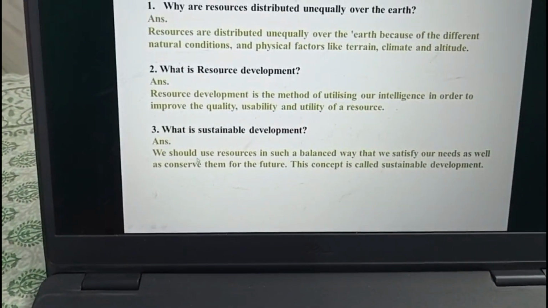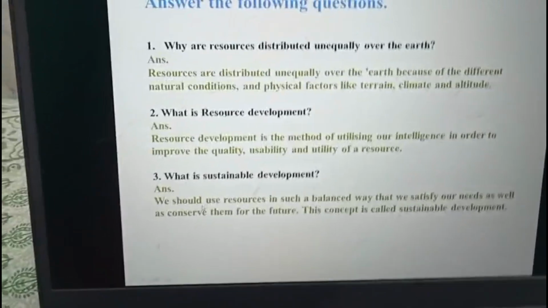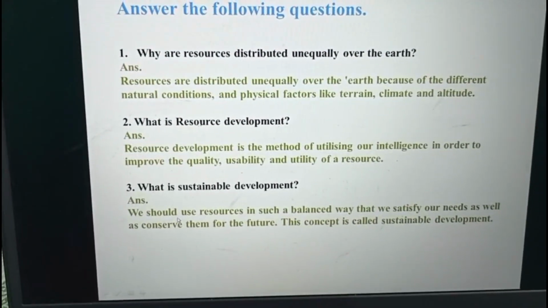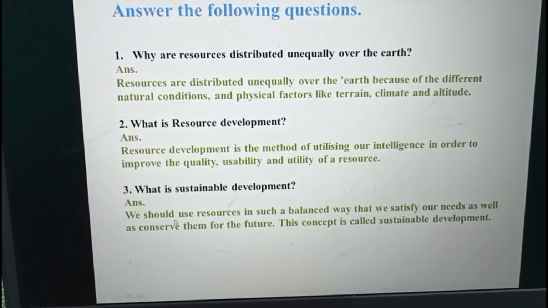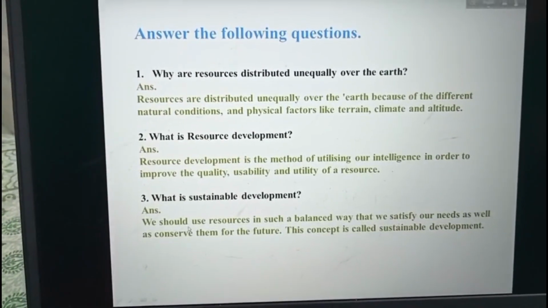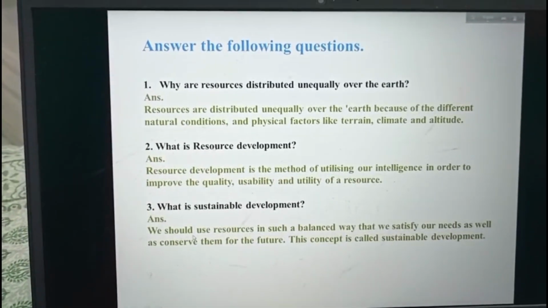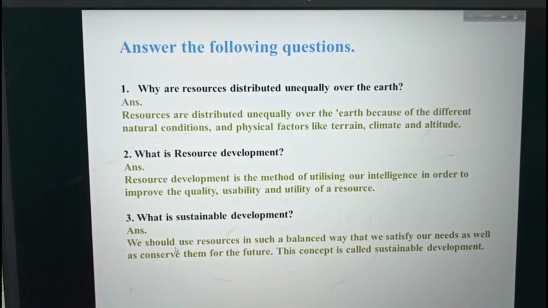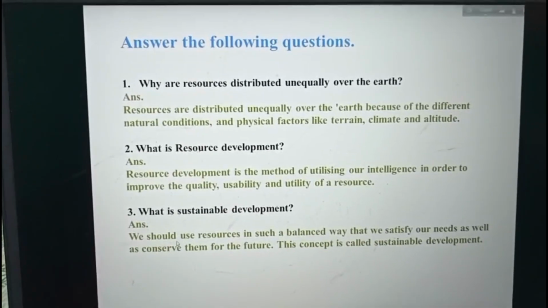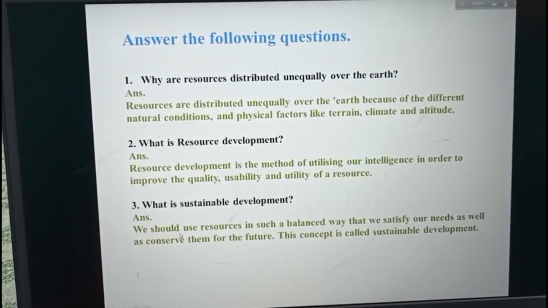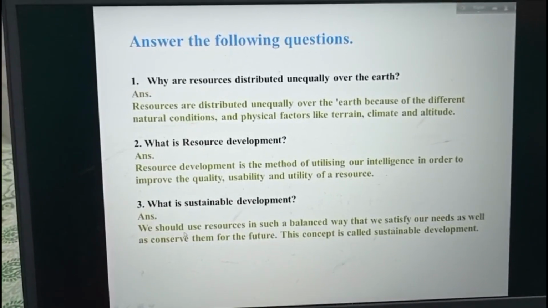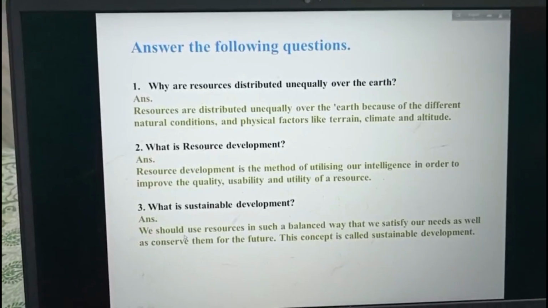And come to the last question: what is sustainable development? Just now I used the word. We should use the resources in such a balanced way that we satisfy our needs as well as conserve them for the future. So the concept is called sustainable development. That means this concept is not dynamic. From the starting of the lesson I informed you that the resource concept is dynamic to different people at different times. But sustainable development is a kind of development where we utilize the existing resources in a balanced way so that our future generation can get them back properly, right?